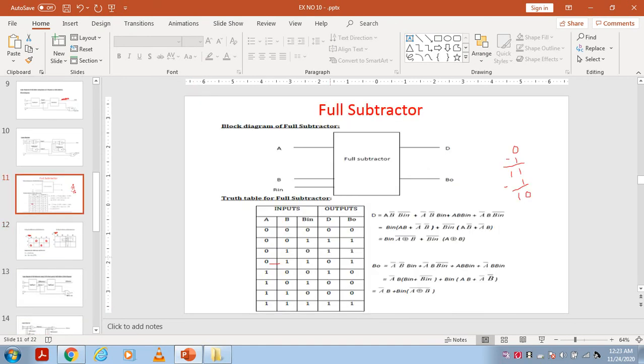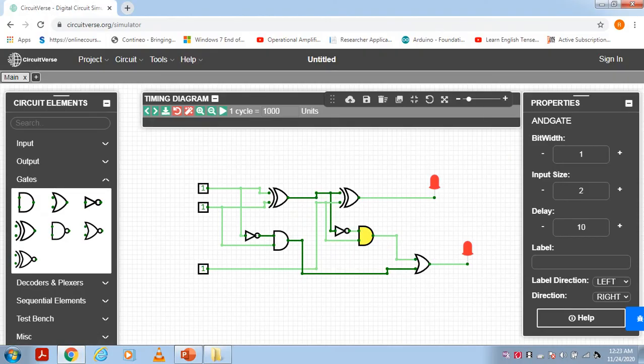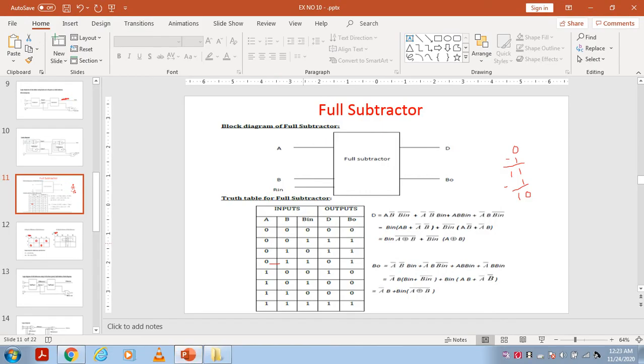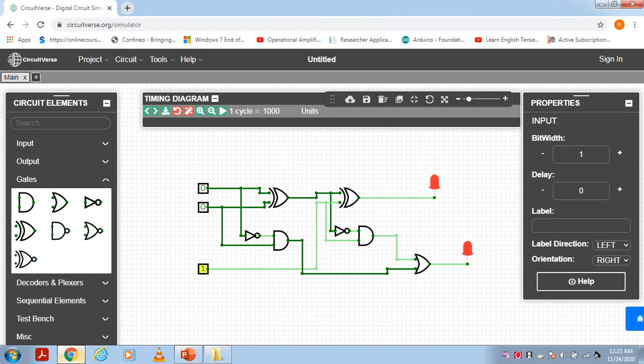This is the truth table for the full subtractor. For the 0 0 0 input combination, this is difference and this one is borrow. Both are 0. For 0 0 1, difference is 1 and borrow is 1. That's what you are seeing here. Difference is 1 and borrow is 1.